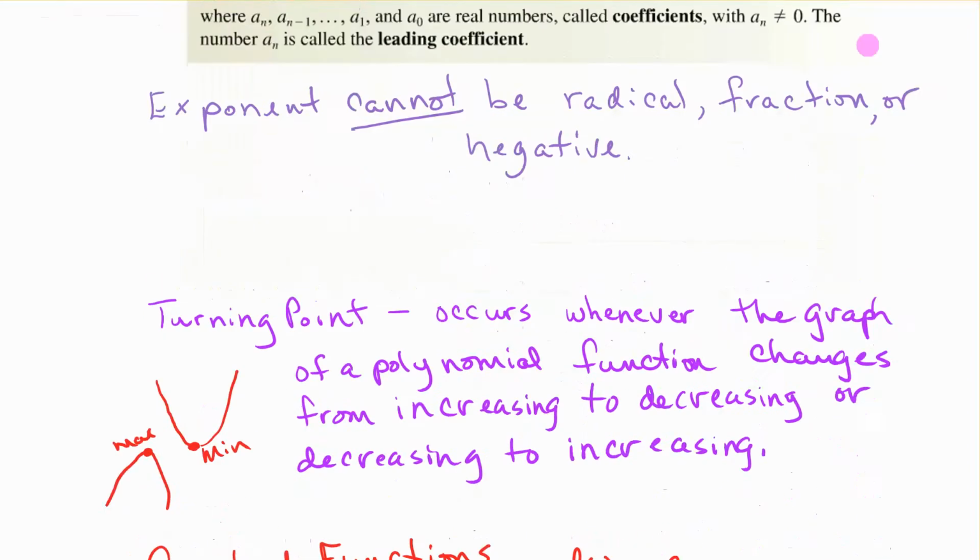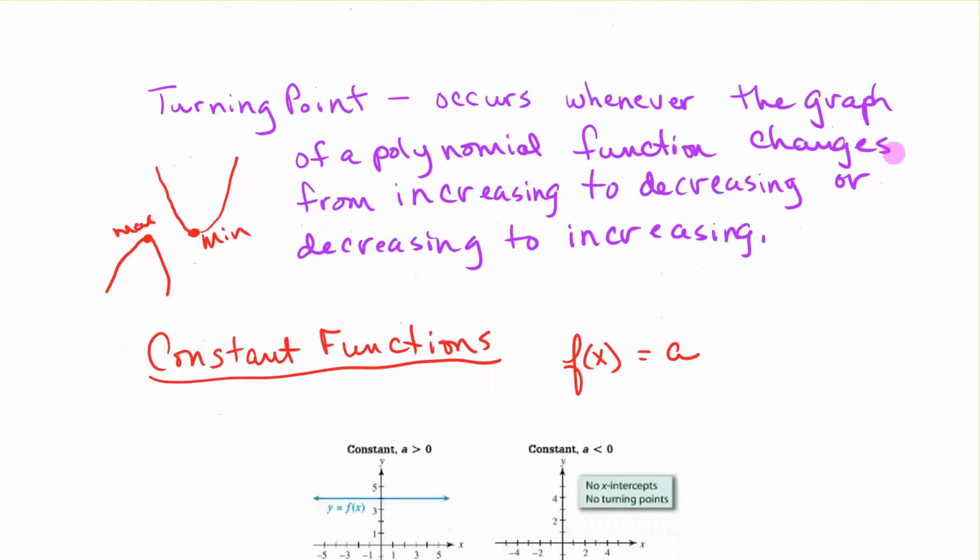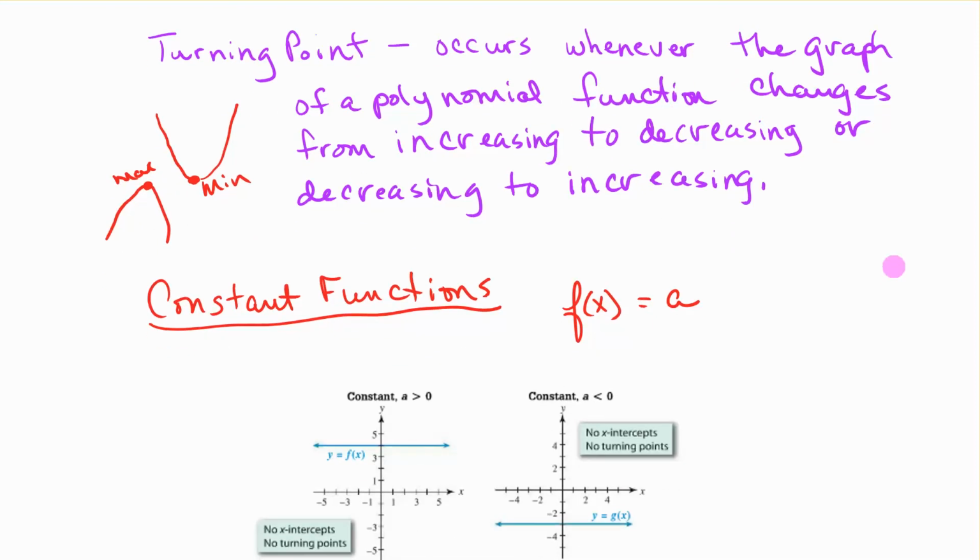So let's talk about turning points in a polynomial function. Those occur whenever the graph changes from increasing to decreasing or vice versa. When you're decreasing, you hit a point, and then you're increasing, that's a minimum. It is called a turning point. If you're increasing, you hit a point, now you're decreasing, that is a maximum. So remember that term, turning point.